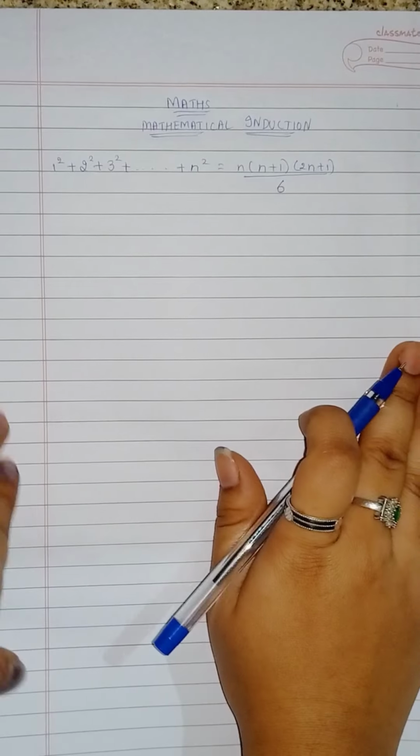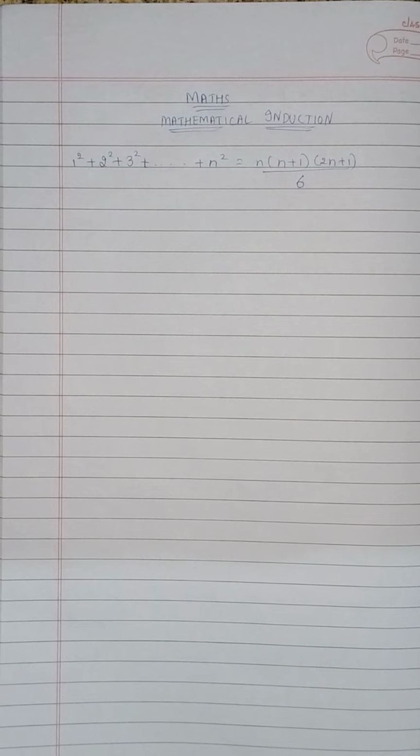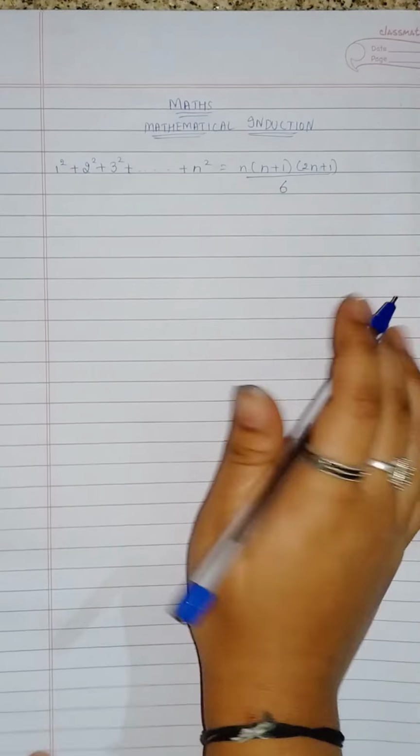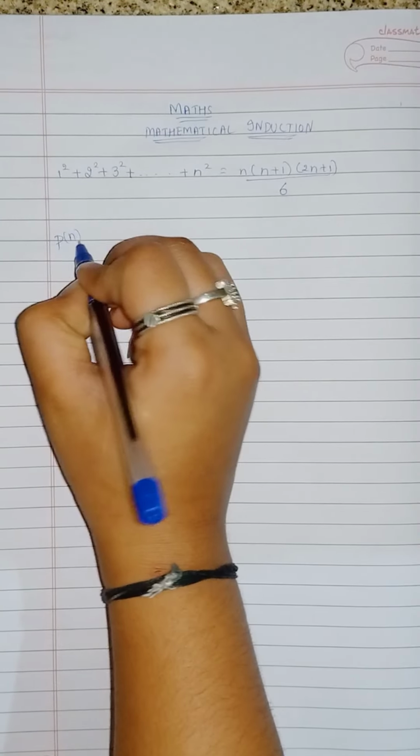I'm using the principle of mathematical induction, as I explained in the last video, and also the same type of problem I have solved, that is, the sum of natural numbers. This is the sum of squares of natural numbers. Okay, so first, three steps we have to follow.